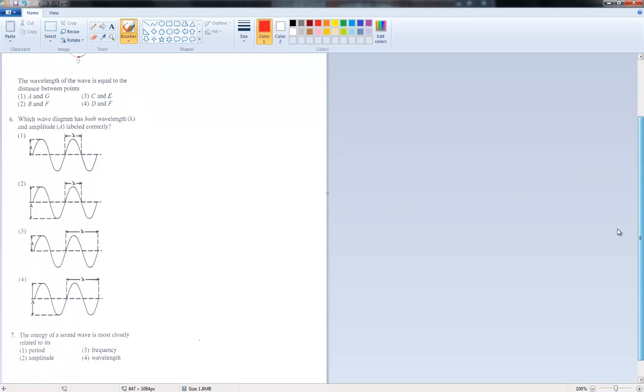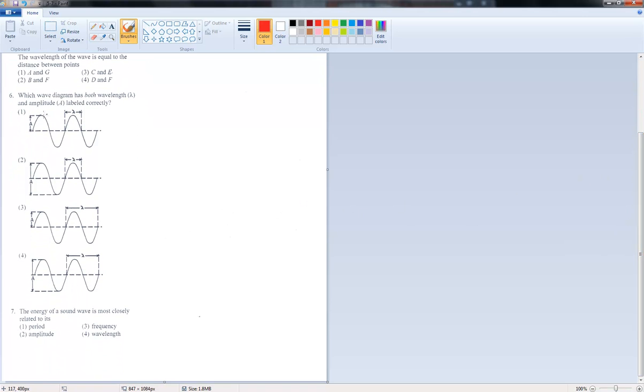Okay, which diagram below has wavelength and amplitude correctly labeled? Remember, amplitude is how high it goes from displacement. Wavelength is how far from a point to a similar point. So this has the right amplitude, but that wavelength is too short. This one has the wrong amplitude. Can't be that. This one has the right amplitude, and this looks like the right wavelength. And let's look at this one. That amplitude's wrong, so 3.